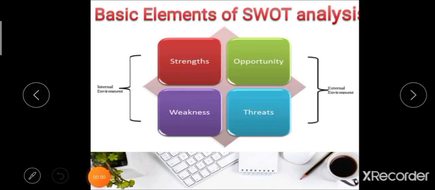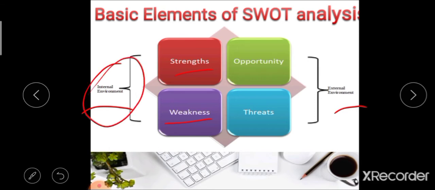After the meaning of SWOT analysis, the next point is the basic elements of SWOT analysis. Already in the acronym we studied SWOT, that is strengths, weaknesses, opportunities and threats. These four factors are subdivided into internal environment factors and external environment factors. Strengths and weaknesses are subdivided into internal environment factors, whereas opportunities and threats are subdivided into external environment factors.